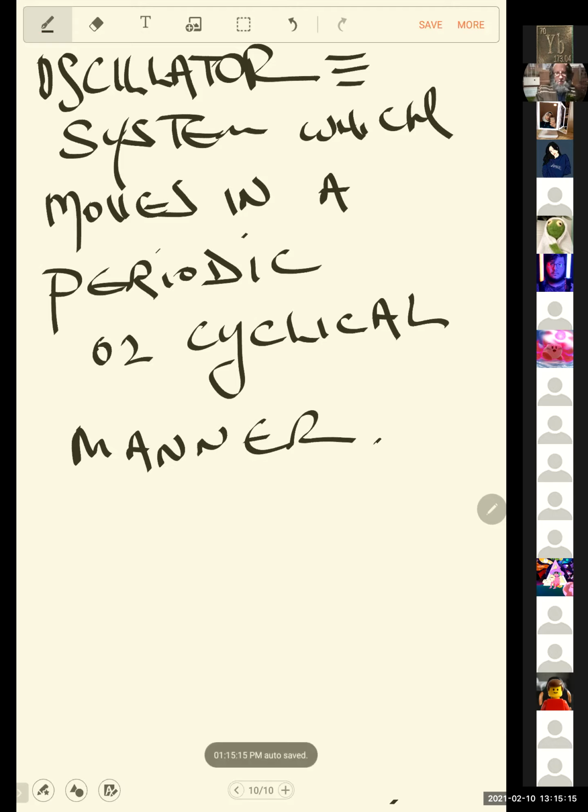Okay, first of all, an oscillator. I'm going to start calling this mass on spring system an example of a simple harmonic oscillator. Now, an oscillator is something that goes back and forth. Casually, informally, an oscillator is something that goes back and forth, right?